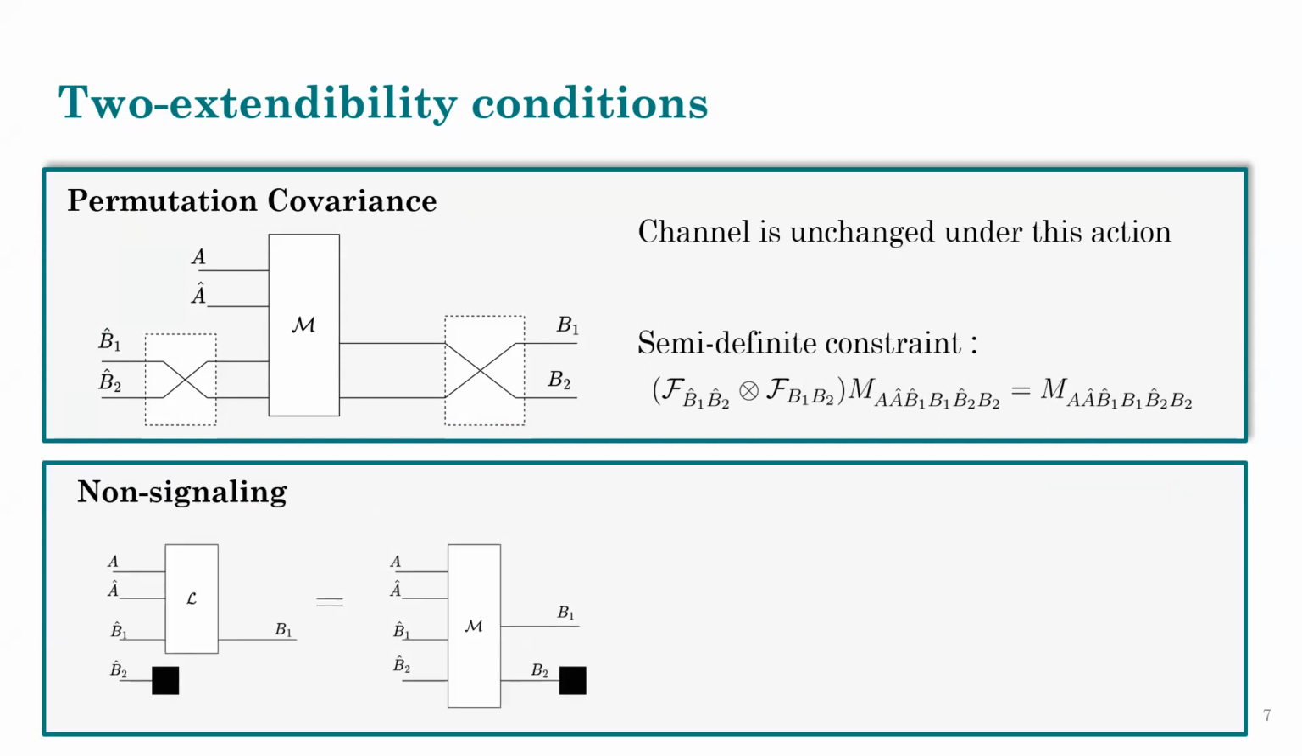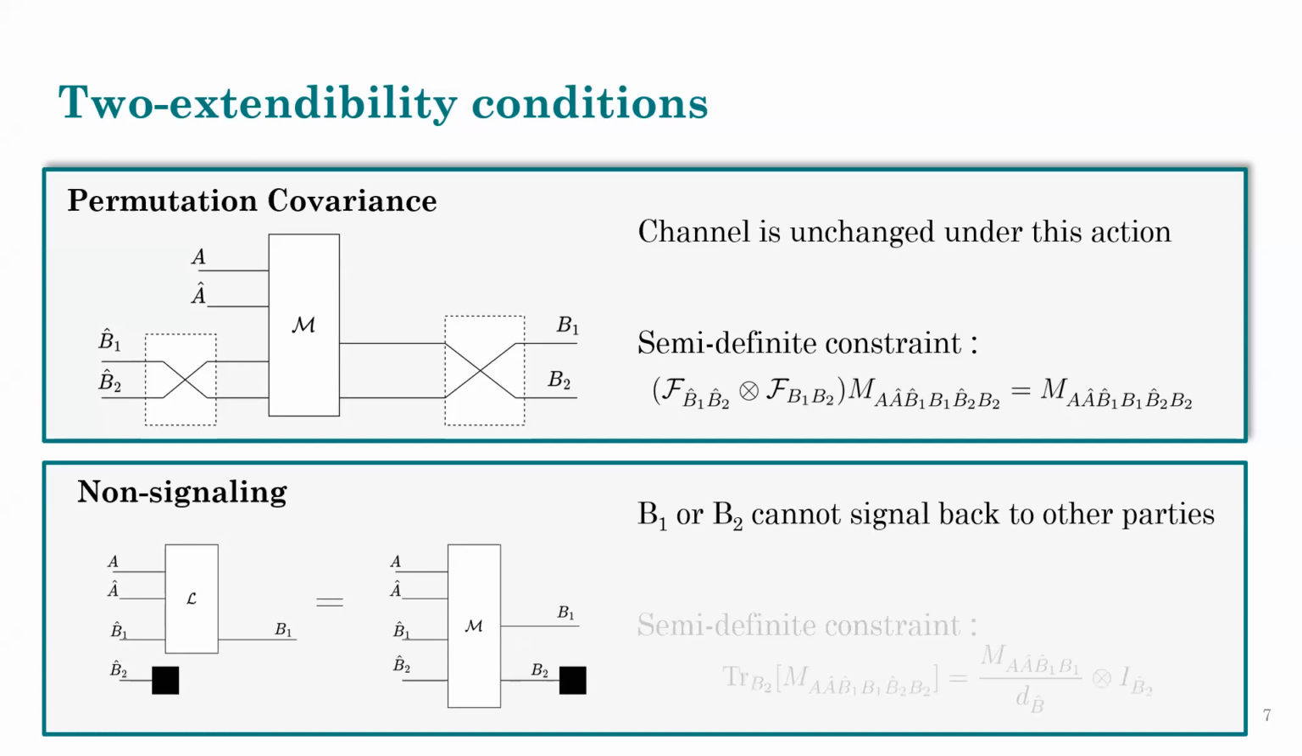The second condition is that it should be non-signaling. That means if we trace out B2, the output from B2, we get the original channel. So M is the extension and L is the original channel that we were looking for. So what it means is that B1 or B2 cannot signal back because we require that the channel is a one-way LOCC. Only Alice can send classical data to Bob. And this can also be written as a semi-definite constraint.